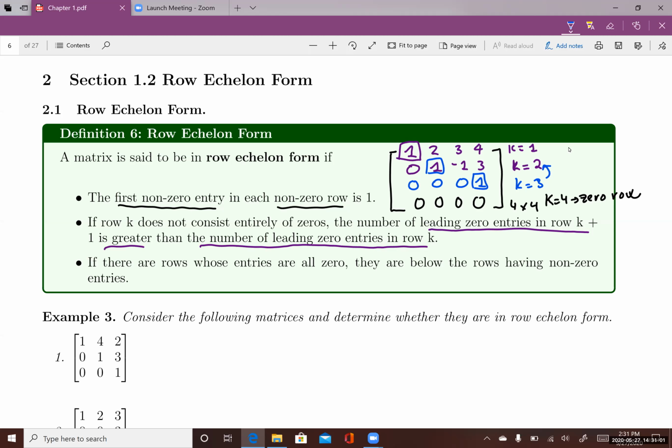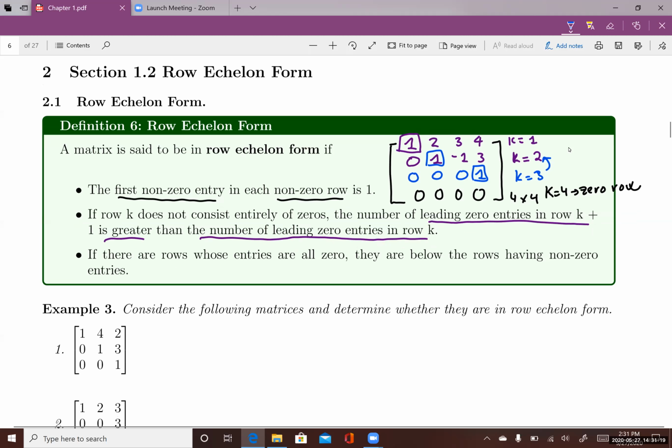And then the last condition is, if a row contains all zeros, it has to be below all the non-zero rows. That means all the zero rows have to be at the bottom of your matrix.